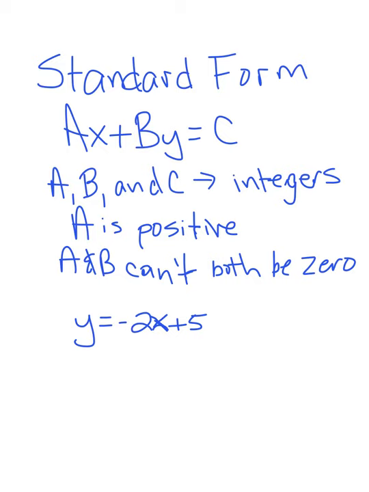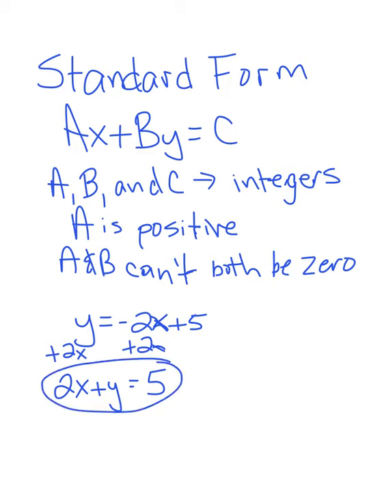So since it is a negative 2x, I'm going to add 2x to both sides. That's going to make this 2x plus y equals 5. Okay, so I've got my x and y on the same side. A, b, and c are integers. A is positive. A and b aren't both 0. So this would be my equation in standard form: 2x plus y equals 5.